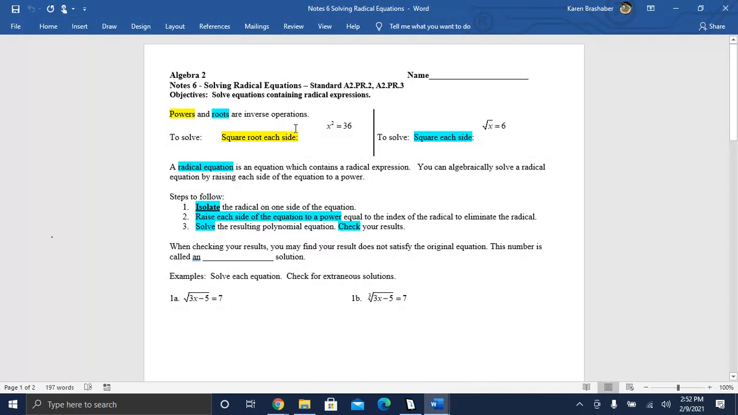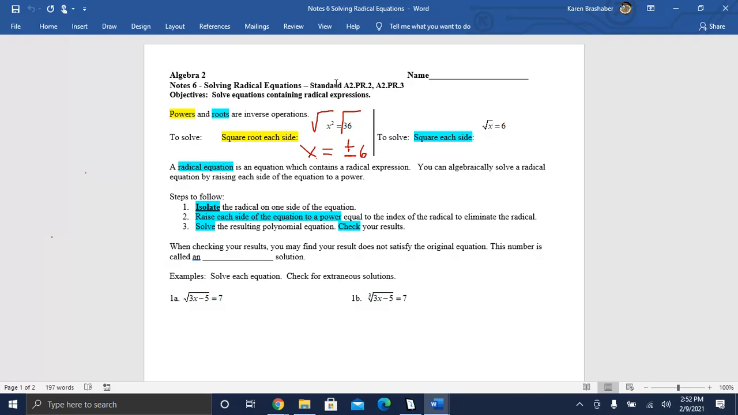So a power equation is going to be something like x squared equals 36. And we just worked on those types of equations where at the end you would take the square root of each side and get x equals, and we actually would get two answers, either positive 6 or negative 6.